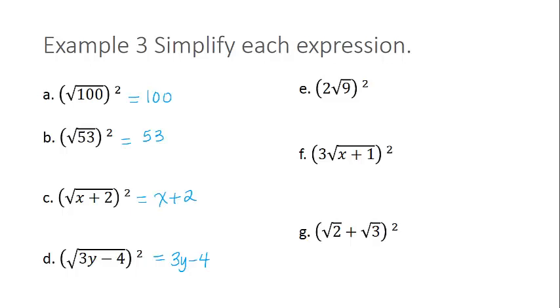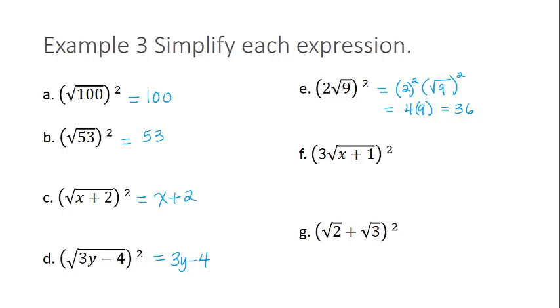Now we have 2 on the square root of 9 squared. Well, here we have to remember the properties of exponents. That is to square 2 and also to square the square root of 9. Because we have a product squared, we apply the exponent to each of those factors. 2 squared is 4. The square root of 9 squared is just simply 9. So 4 times 9 is 36.